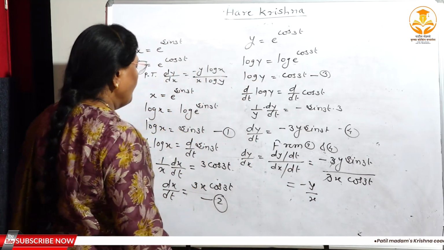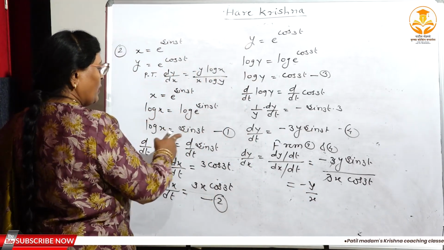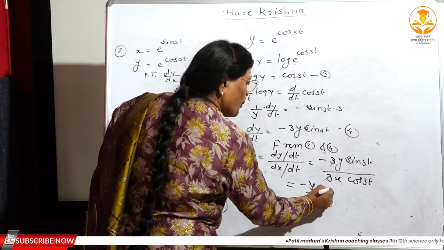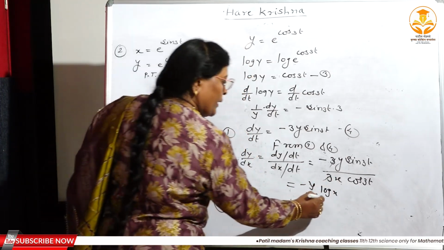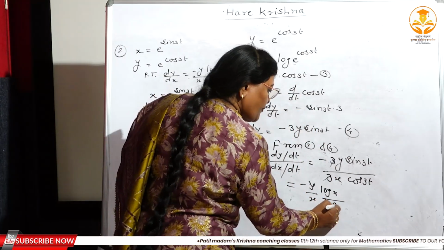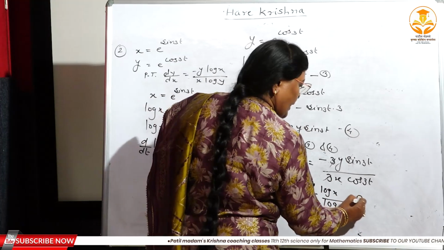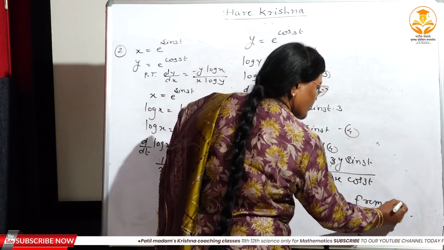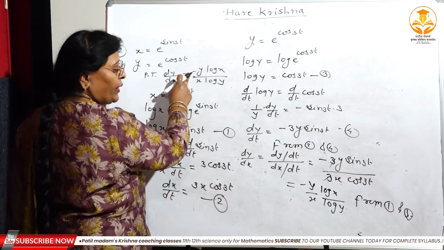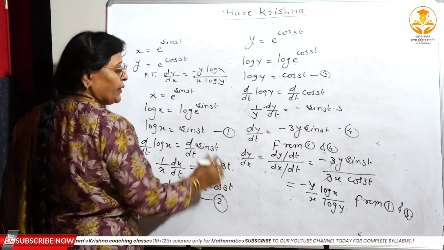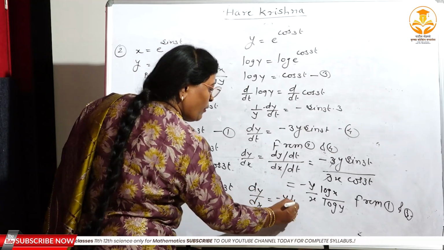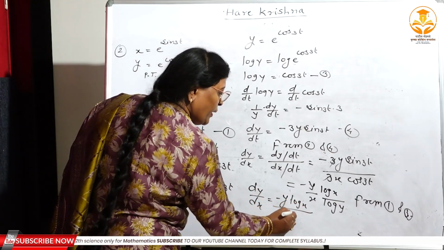Therefore, see here, you know that sin 3t is nothing but log x. Therefore, you can put log x, and you know cos 3t is equal to log y, and this is from the first. Now you have got your answer, that is minus y log x divided by x log y. Therefore, dy divided by dx is equal to minus y log x divided by x log y.